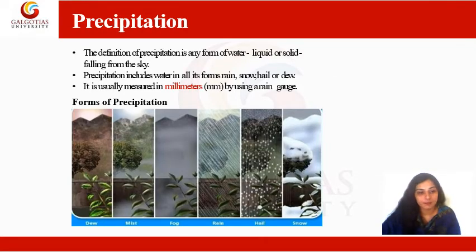Now, precipitation. The definition of precipitation is any form of water, liquid or solid, falling from the sky. Precipitation includes water in all its forms: rain, snow, hail or dew. It is usually measured in millimeters using a rain gauge. It is also one of the factors which determine the weather condition of a particular region.